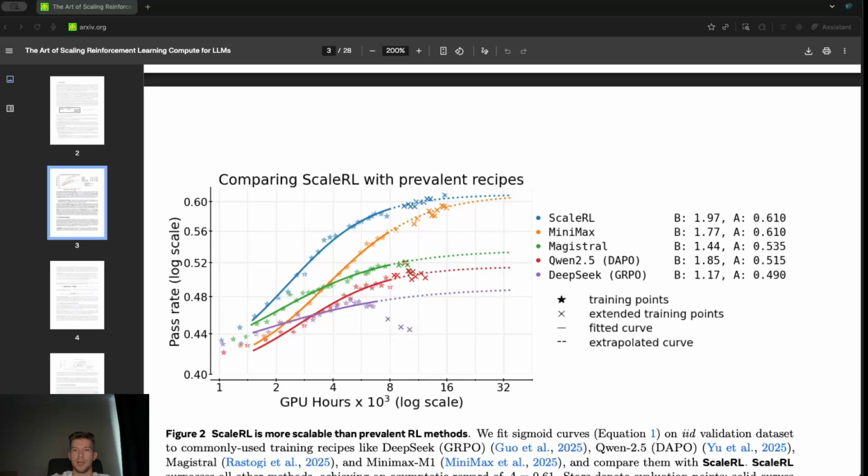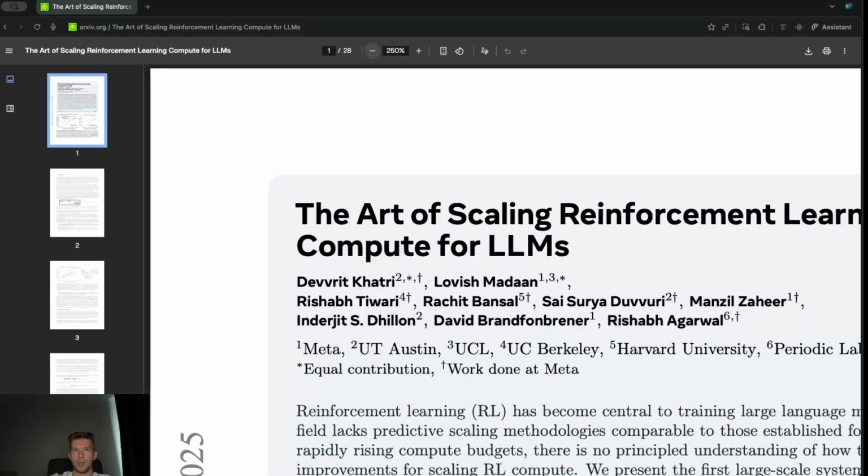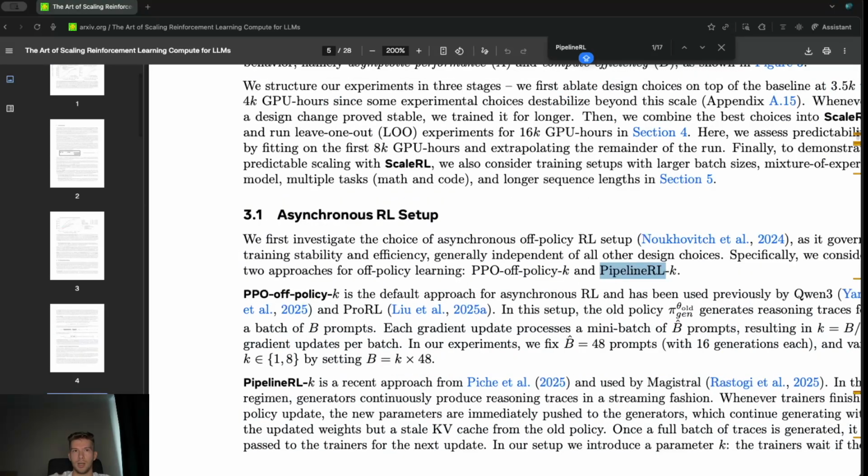By combining these ceiling-raising and efficiency-boosting insights, they built a definitive blueprint called ScaleRL, so scalable reinforcement learning. It's a stable asynchronous reinforcement learning method that uses the efficient PipelineRL setup. You can see down here the asynchronous reinforcement learning setup. This setup mandates the highly robust CISPO loss alongside a critical FP32 precision fix in the logits. PipelineRL notably improves compute efficiency over PPO off-policy approaches.